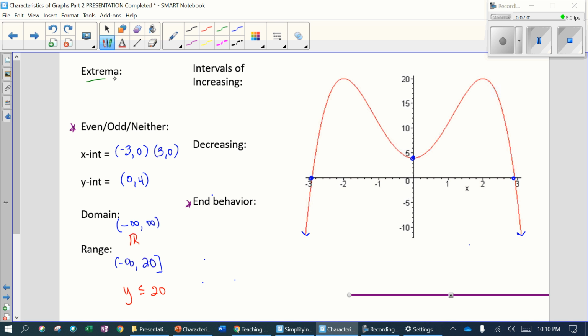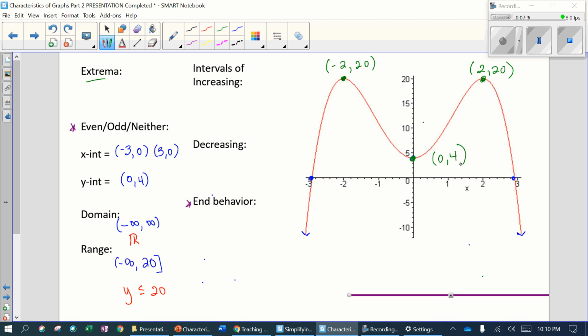So extrema means maximums or minimums. That means any tops of the hills or any bottoms of the valleys. So each of these points is considered an extrema. This one looks like it's at negative 2, 20. This one at 2, 20. And this guy is at 0, 4, happens to be the intercept.